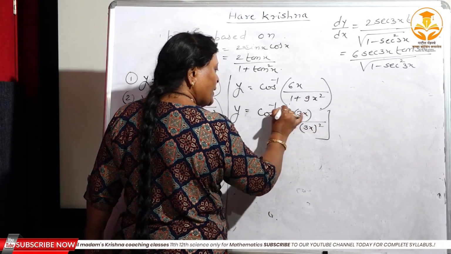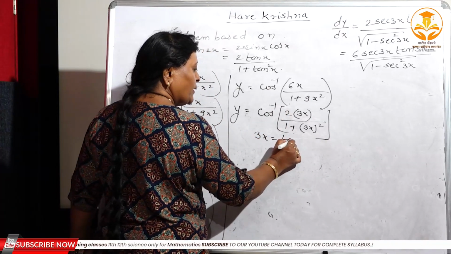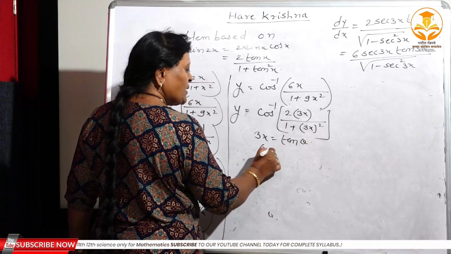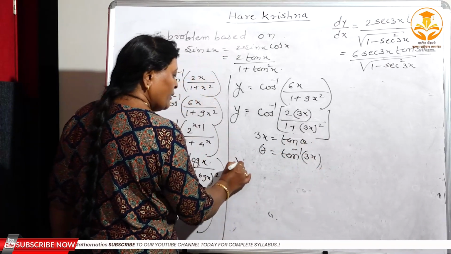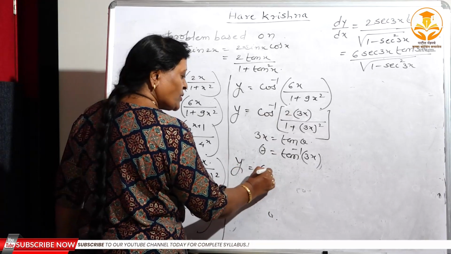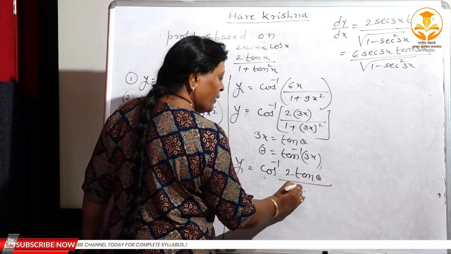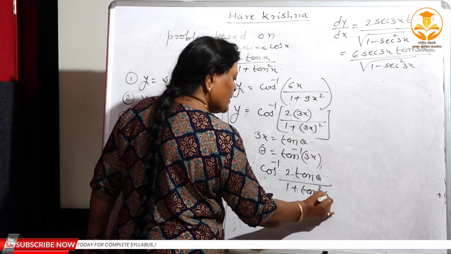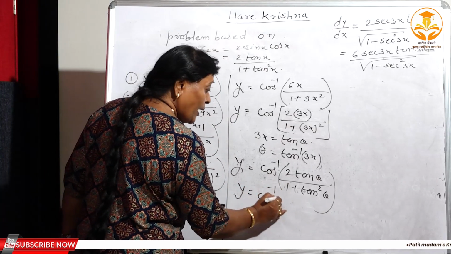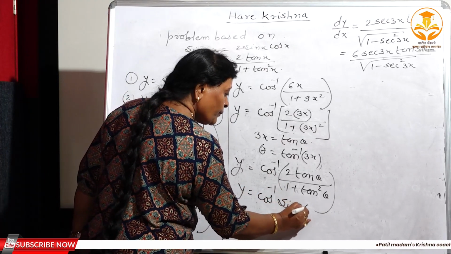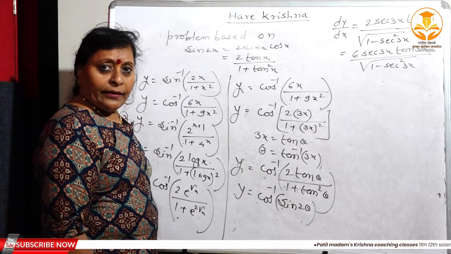Now your problem is in a standard form. Now you can substitute 3x is equal to tan theta. Therefore theta is equal to what here? Tan inverse of 3x, right? Now again y is equal to cos inverse, and this you can write as 2 tan theta divided by 1 plus tan square theta, and this is the formula of what? Sine 2 theta. But the problem is, again there is a cos inverse and in the bracket there is a sine.